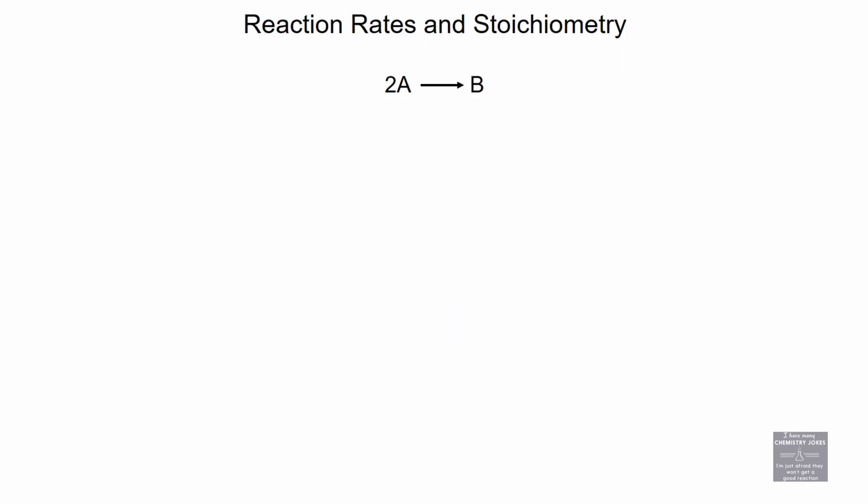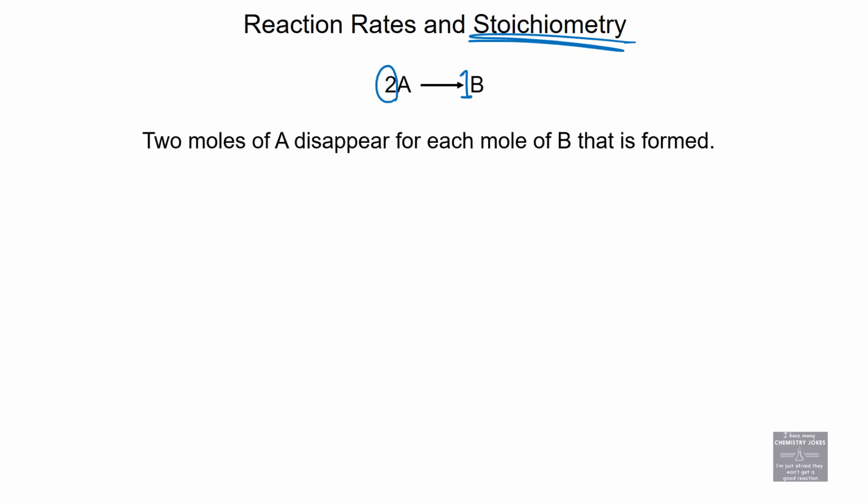Okay, that was a simple example because everything was 1-to-1. What if everything is not 1-to-1? What if you have 2A reacting for every 1B? Reaction rates and stoichiometry, how does that work? The reactant that has a 2 in front of it disappears twice as fast as B appears. So that stoichiometric coefficient is important. For every 2 moles of A that disappear, a single mole of B is created.